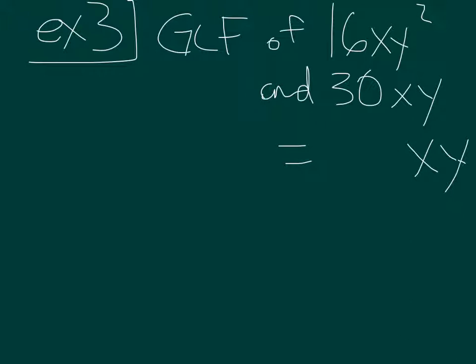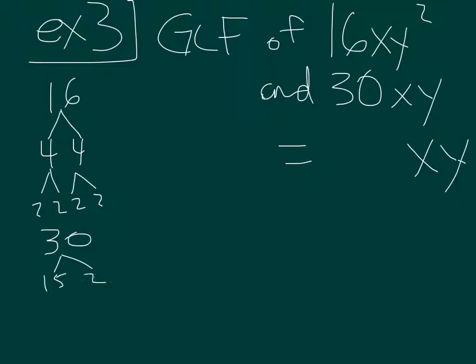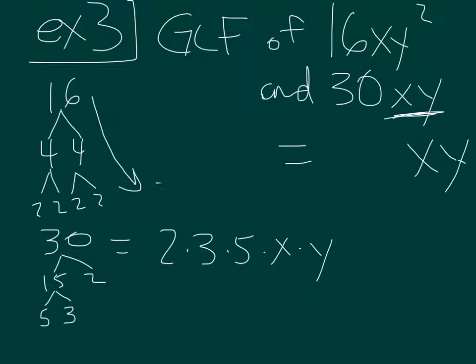So let's do the GCF of 16. Let's do a factor tree. 4 times 4, 2 times 2, 2 times 2. And let's do 30. 30 would be 2 times 3 times 5 times x times y. And then 16 would be 2 times 2 times 2 times 2 times x times y times y.